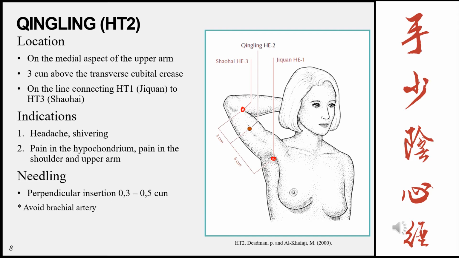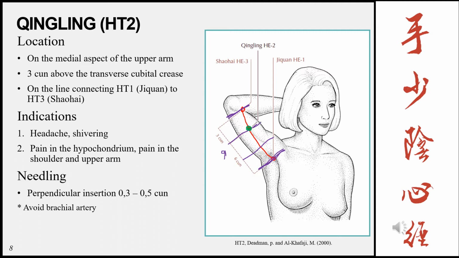And then we're going to draw a line to connect these points like this. And then this point is 3 tsun superior to the cubital crease. So what we know is that from the anterior axillary line, which is around here, to the cubital crease over here, this distance is 9 tsun. So all we do is we divide this distance into 3 equal parts, like this, and then this part is on the lower third, which would put it around here.